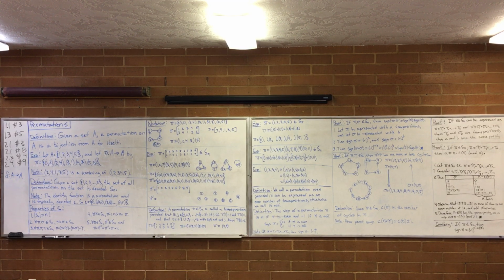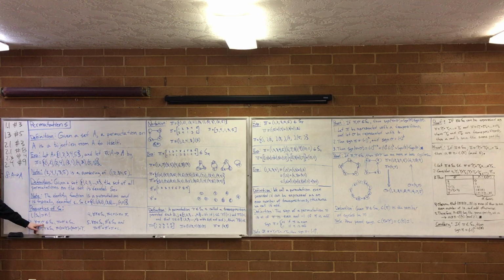So let's talk about some of the properties of S of n. First property we already noted is the cardinality of the set. The cardinality of the set S of n is n factorial, which hopefully makes perfect sense. And then let's talk about some other interesting properties.